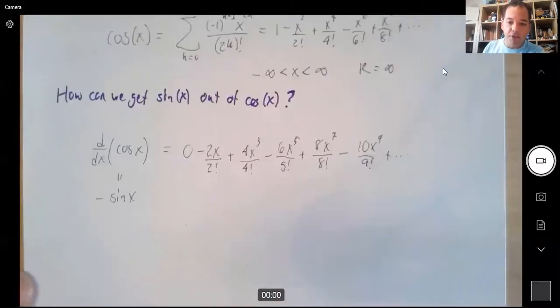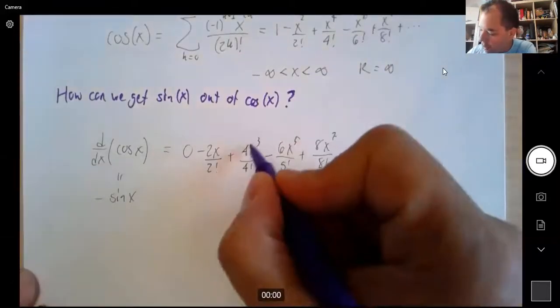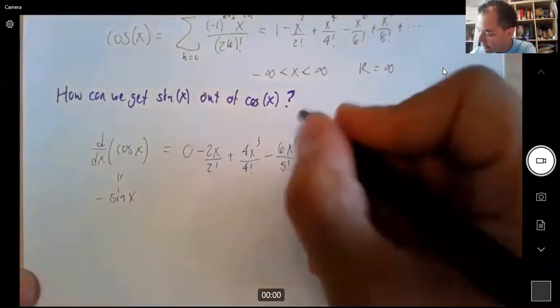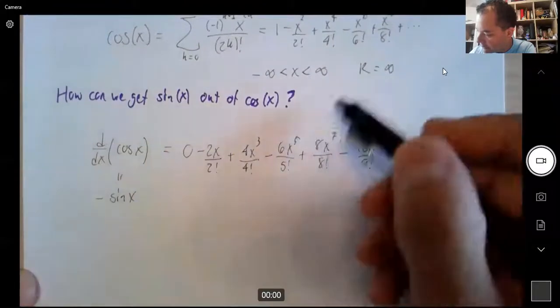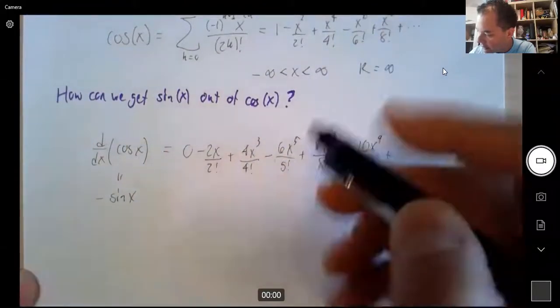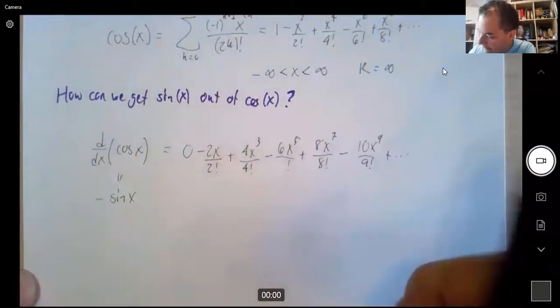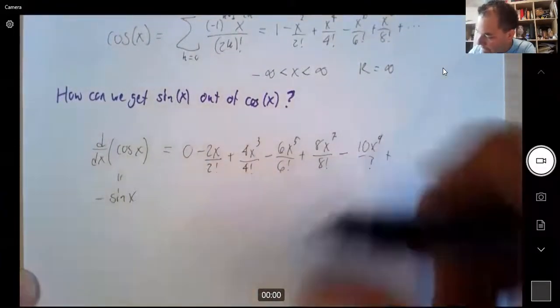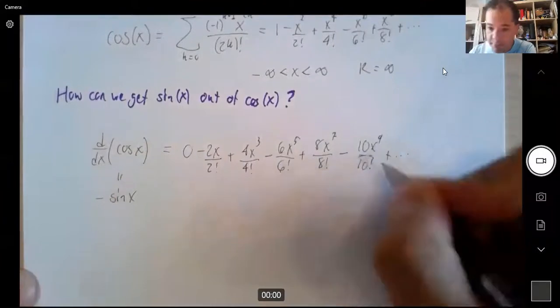And you can appreciate already what's going to happen with these numbers. So what is 4 over 4 factorial? Let's see, there is a little mistake here. That's 6, this should be 6 factorial. And this should be 10 factorial. I was already simplifying in my head.